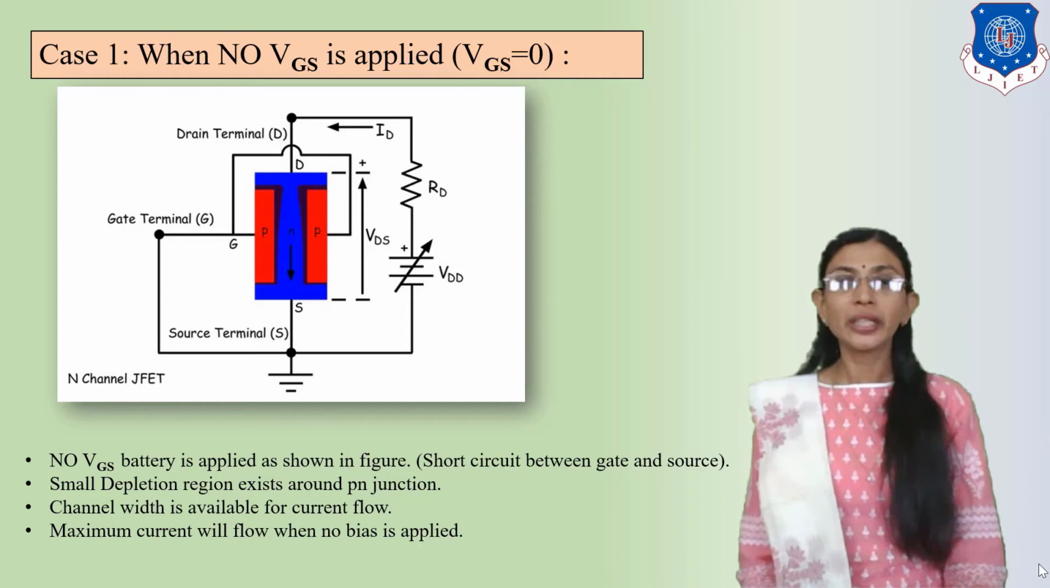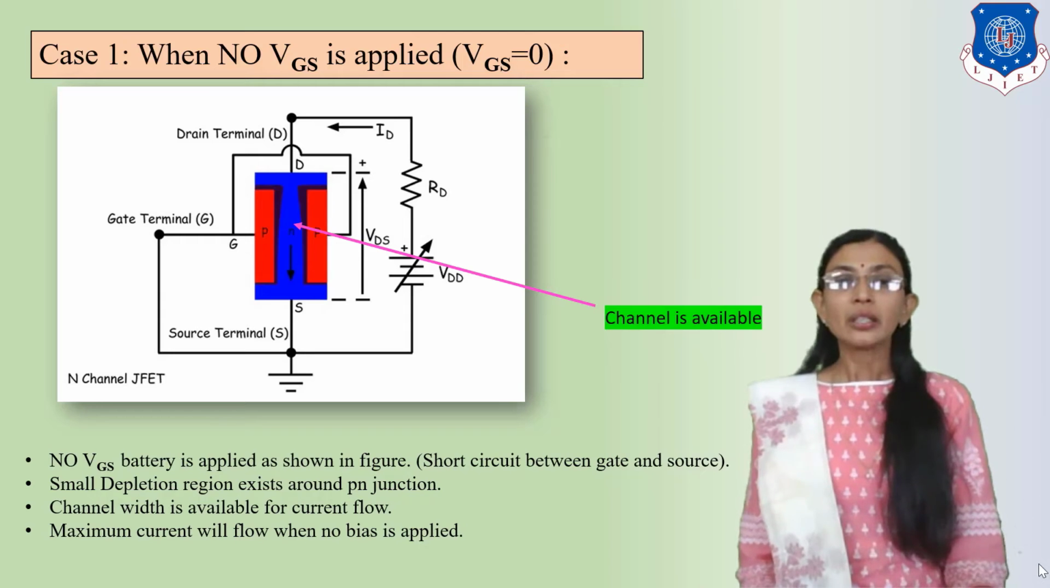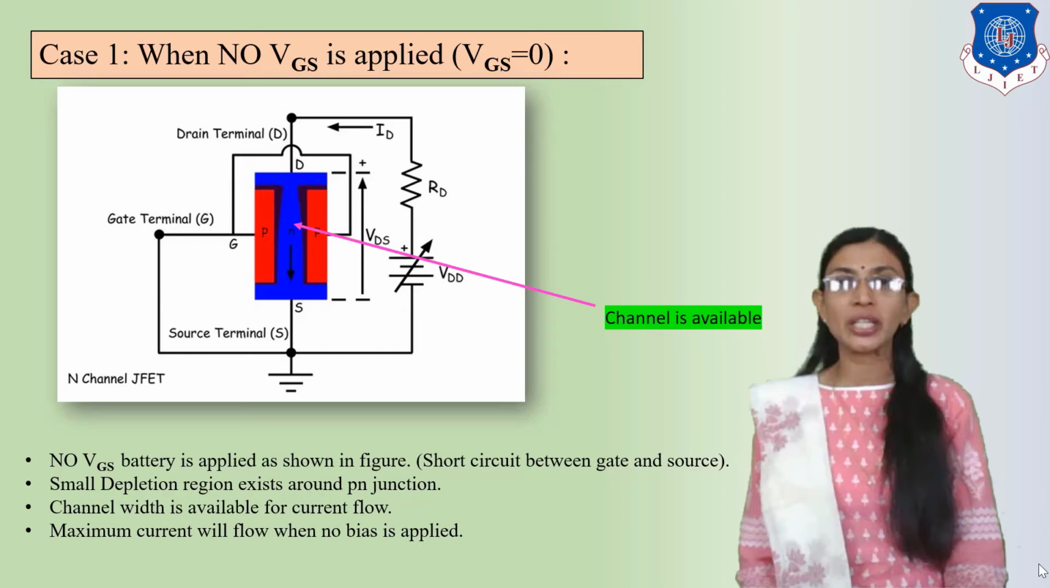Thus, look at this. The channel is available because width is available and a normal depletion layer exists around the PN junction because no VGS is applied. VGS equal to 0. There is a short circuit between gate and source. Again I am repeating, there is no battery connected between gate and source terminal.